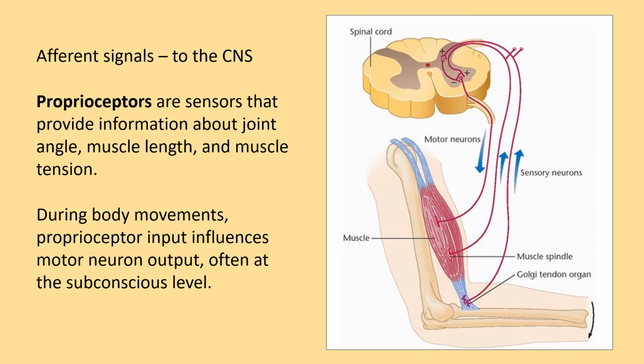And these proprioceptors provide feedback during body movements so that your central nervous system knows what your body's doing. So your central nervous system can constantly adjust the efferent signals that it's sending because it's getting this constant feedback via proprioceptors in the afferent pathway regarding what's happening now.